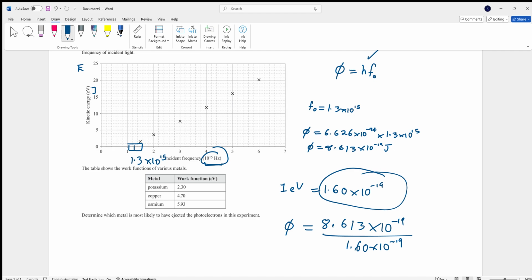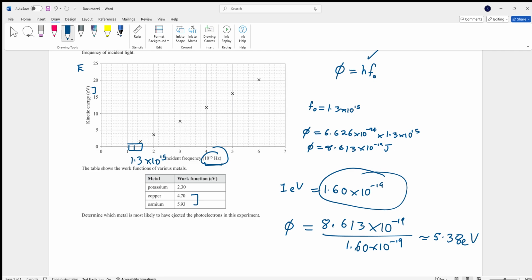So if we just chuck that in, 8.613 times 10 to the negative 19 over 1.6 times 10 to the negative 19, we get roughly, if my calculator is working, 5.38 eV. Now, we can see that doesn't match exactly any of the things here at all. However, it will be close to one of them. Now, in this case, because our calculation might be off a bit, we've got to work out which one of these it's actually going to be closer to. So I would say my measurement is probably a bit off.